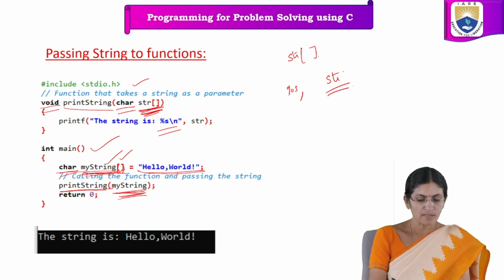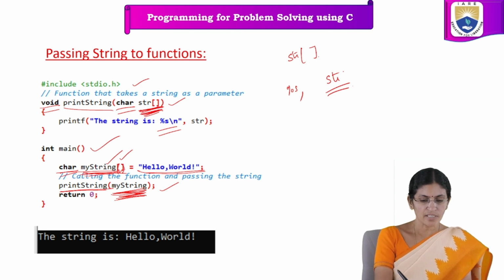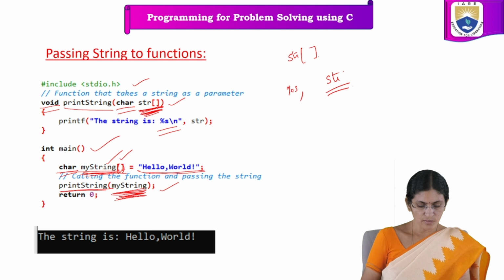In order to pass the string to a function, there is no need to pass the whole string, just the name of the string is enough. So in the actual parameters, we mention the name of the string, and in the formal parameters, it is received by this character array. The output of this program is hello world.